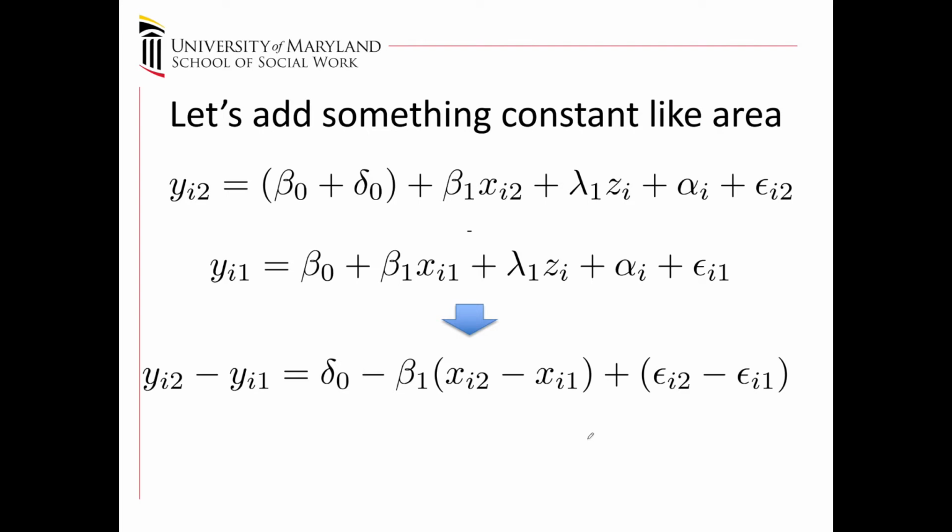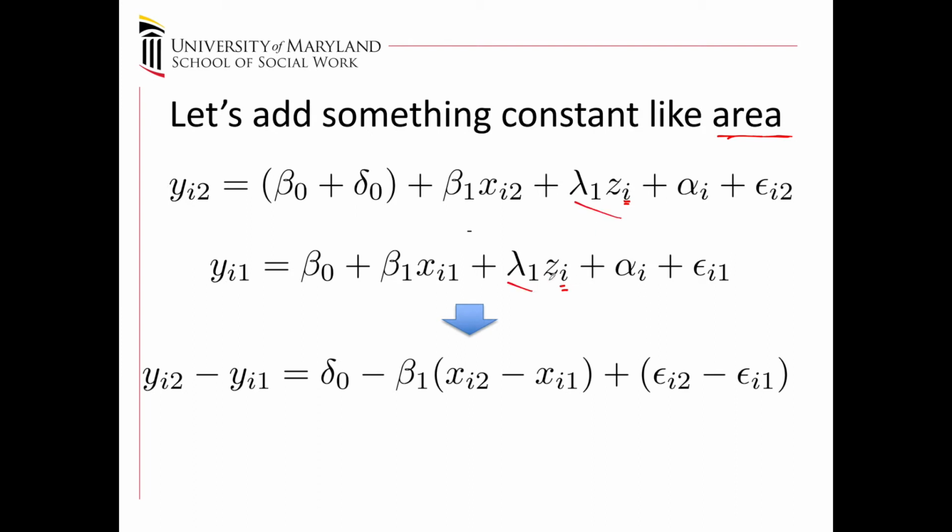Let's see what happens, and this is now a limitation of this model. Let's see what happens when we add something that doesn't vary between time, like the area of the city. Maybe we have a hypothesis that physically larger cities have more crime than physically smaller cities. But the area of the city doesn't change as you move between time 1 and time 2. It stays the same because the area of the city is a fixed entity.